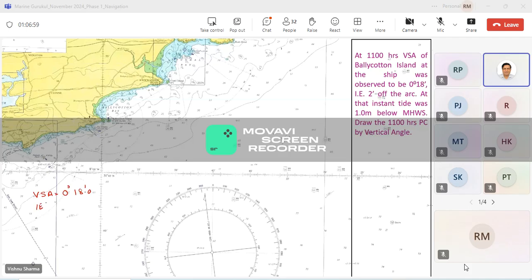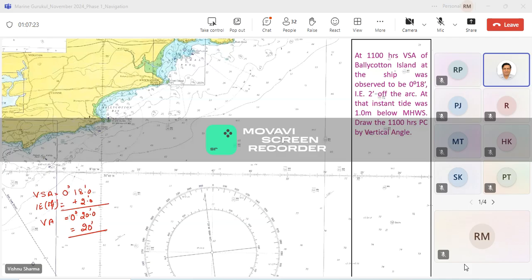Index error of the arc. It's off the arc. Yeah, off the arc. So plus 2 minutes. Vertical angle will be equal to 0 degrees 20 minutes. And when I convert it into minutes, it will be only 20 minutes. This is one step I show on my answer sheet.